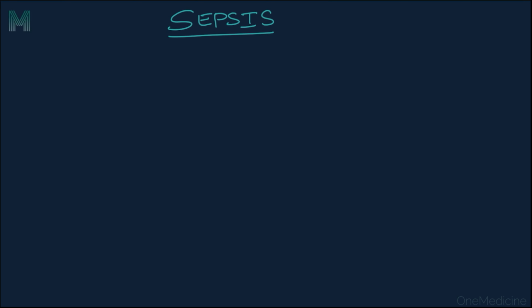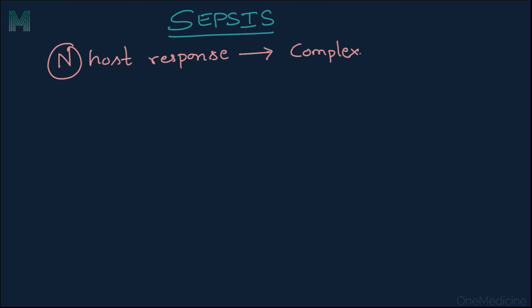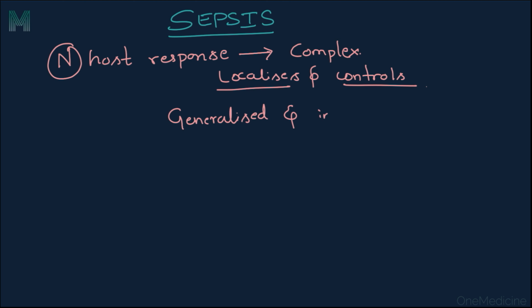In this video, let's discuss sepsis. The normal host response to an infection is a very complex process that localizes and controls bacterial invasions. Sepsis results when the response to infection becomes generalized and involves normal tissues. These tissues are usually in remote places from the site of injury or infection.